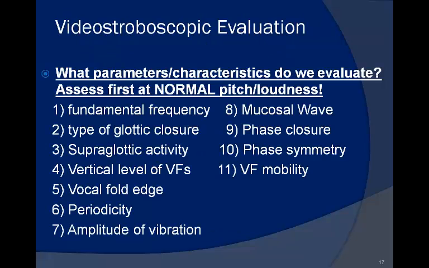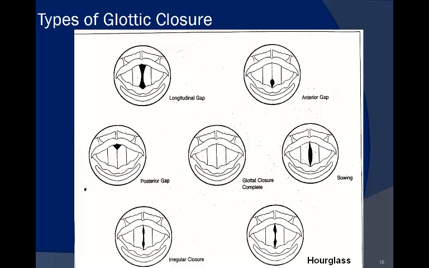There are many anatomical and vibratory characteristics and features we assess during a video stroboscopic exam. This slide lists the vocal fold features and vibratory characteristics we evaluate. We will discuss each one in the following slides. Assessing the type of glottic closure is very important. Glottic closure is assessed during the closed phase of vibration at comfortable pitch and loudness.